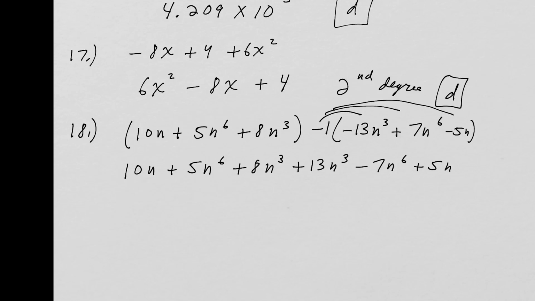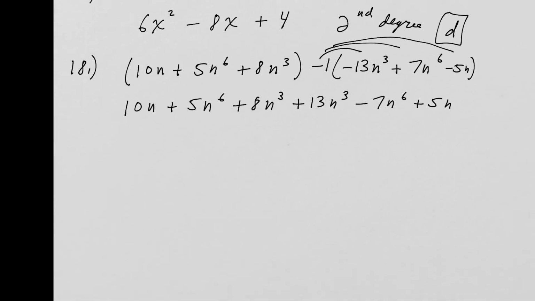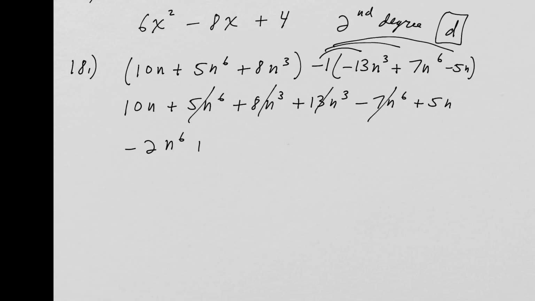Now we're just going to combine like terms, and we'll write it in descending order. So I'll start with the largest terms, which is n to the 6th. So 5 minus 7 is negative 2, right, n to the 6th. Then I have 8n cubed plus 13n cubed, so 8 plus 13 is 21n cubed. And then finally, 10n plus 5n is 15n. And that would be my answer. So it looks like in this case, it's going to be B.